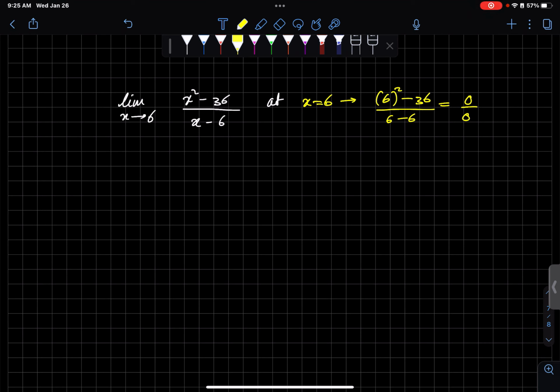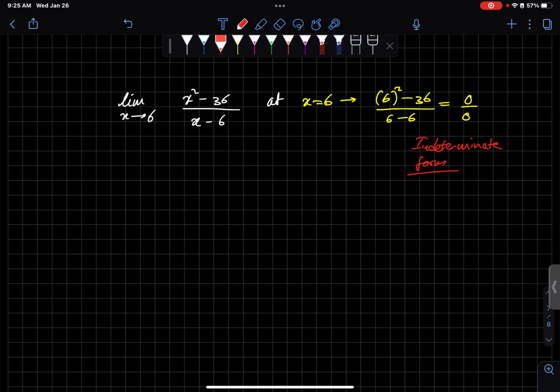Now this is not the same thing as having something like 1 over 0, right? If that happens, that function is not defined at that point. But here, this is what we call an indeterminate form, right? Also, if you get something like infinity over infinity, this is similarly indeterminate, right?